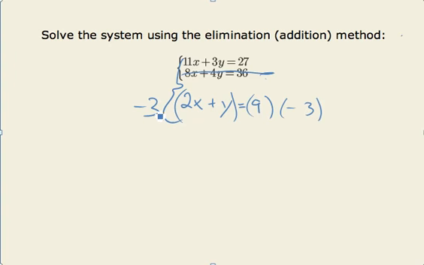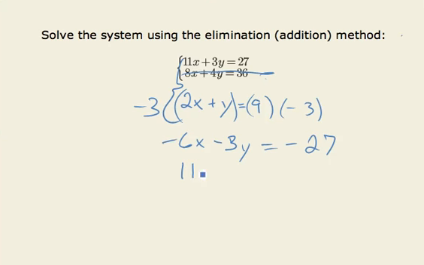So when we do that, negative 3 times 2x is a negative 6x. Negative 3 times y is a negative 3y. 9 times a negative 3 is a negative 27. Now we can go ahead and add this equation to the other equation. Let me rewrite that other equation right here.